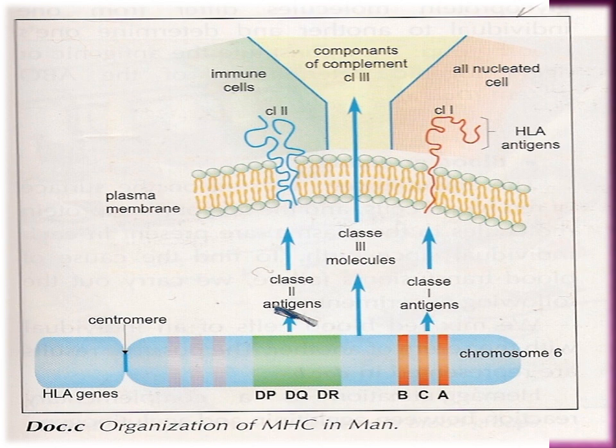Between class 1 and class 2 loci on the HLA gene on chromosome number 6, there is class 3, a gene which codes for chemical molecules called complements. They have an effective role for the immune system. Later on we will learn what their role is.